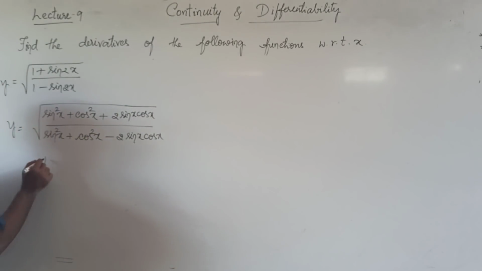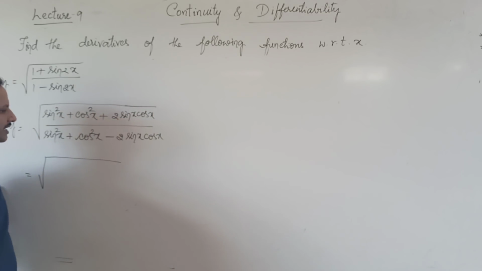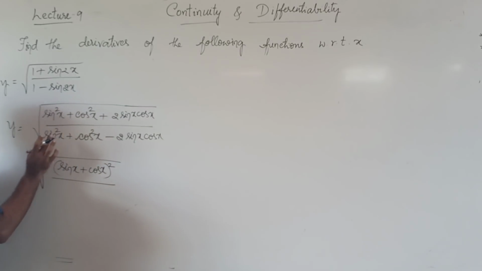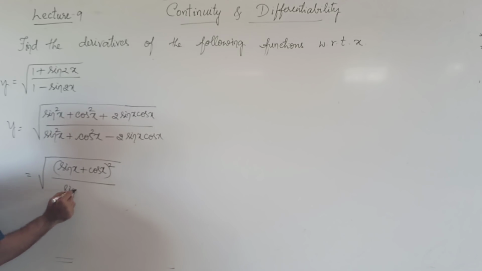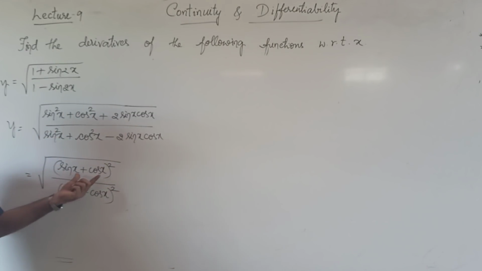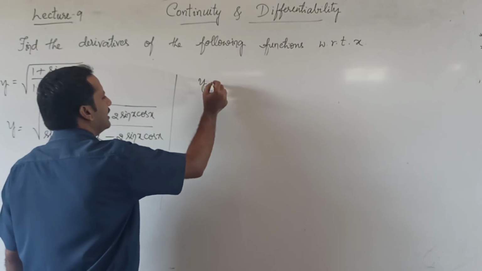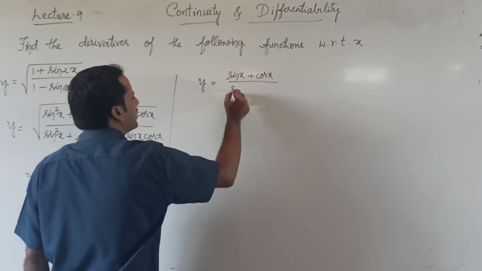Okay? So then, this is equal to root of, this looks like a square plus b square plus 2ab, which can be written as (a plus b) whole square. I'll write this as (sin x plus cos x) whole square divided by, again in the denominator, a square plus b square minus 2ab, that will become (a minus b) whole square, (sin x minus cos x) whole square. So root of (sin x plus cos x) by (sin x minus cos x) whole square, I can write that as (sin x plus cos x) divided by (sin x minus cos x).